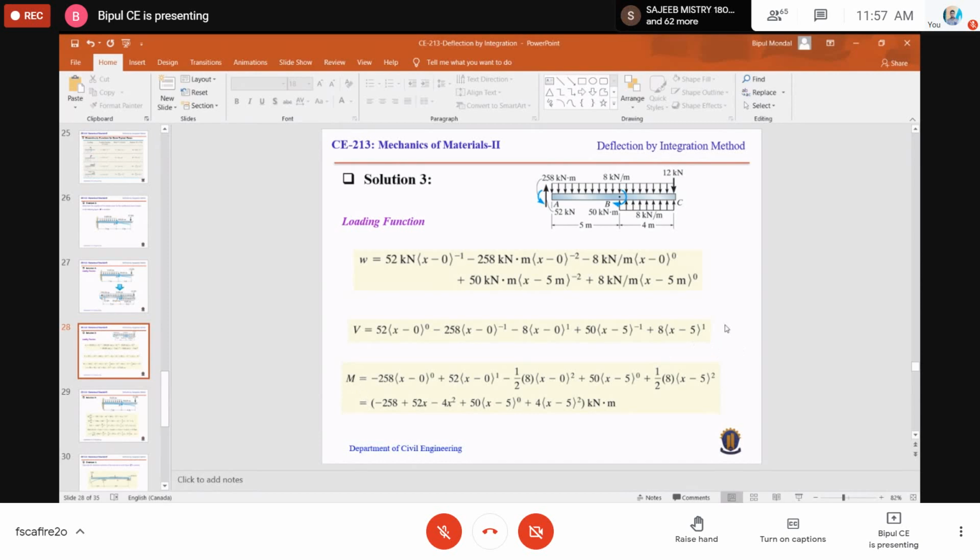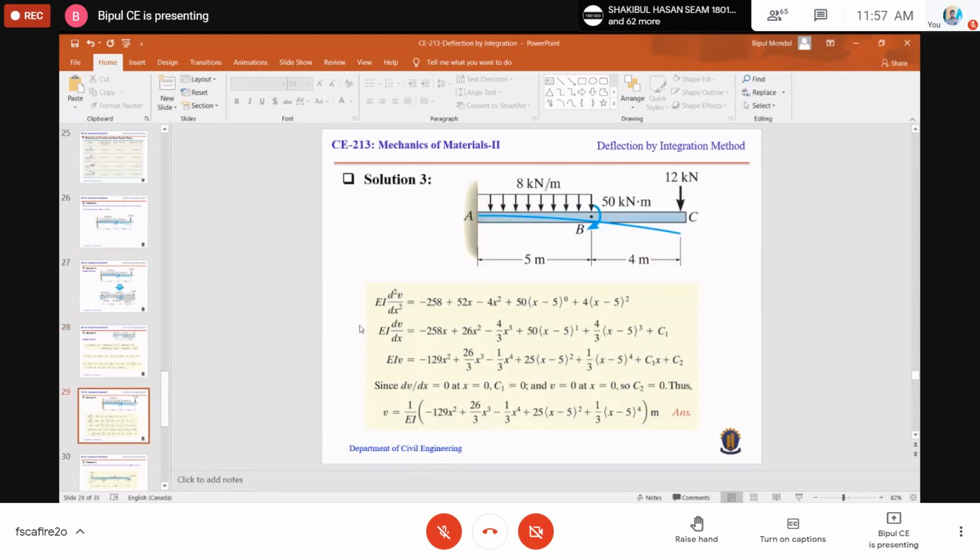There will be no constant here, otherwise the equation will not be applicable. We will simply integrate this one to get the equation of shear, and we will integrate this shear to get the equation of moment. So this one is the equation of moment in terms of singularity functions.